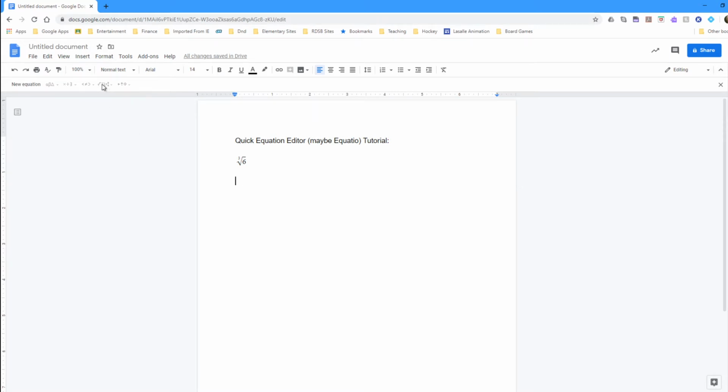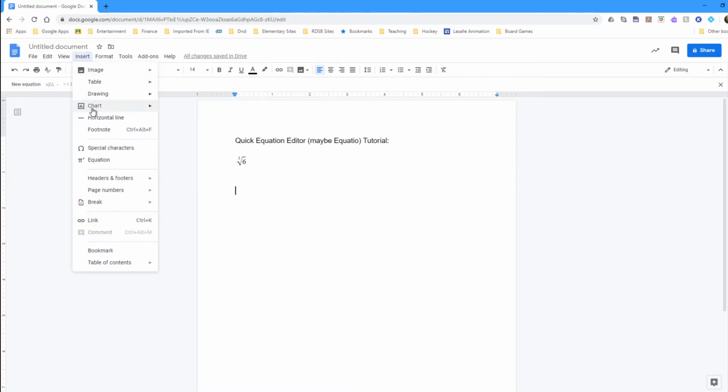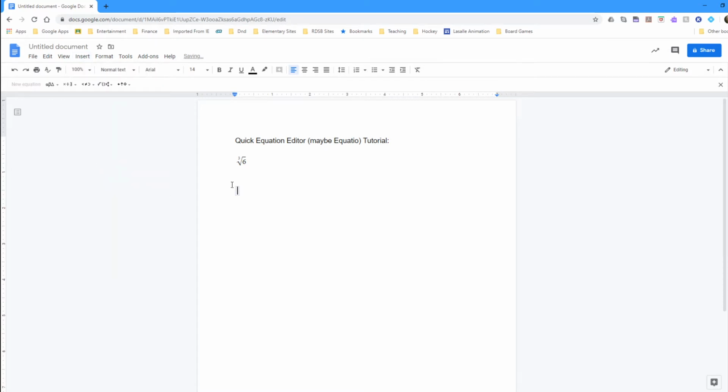What's nice about these buttons here is, now to do another equation, I'd have to go insert again, go back to equation, and it opens that box again. Now I have access to these little buttons. Let's say I want to do a fraction. As soon as I press the fraction, I could do something like 3x minus 5.